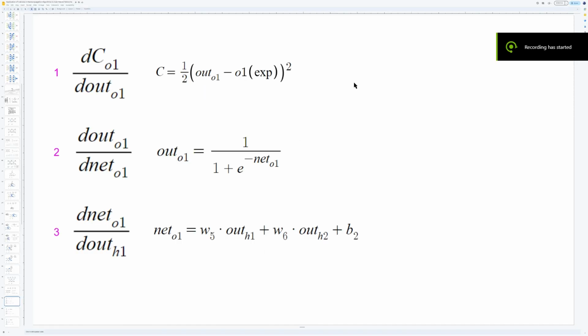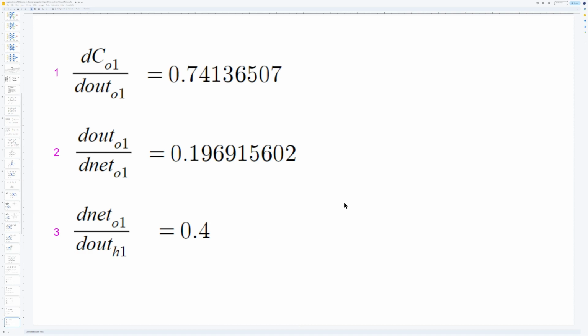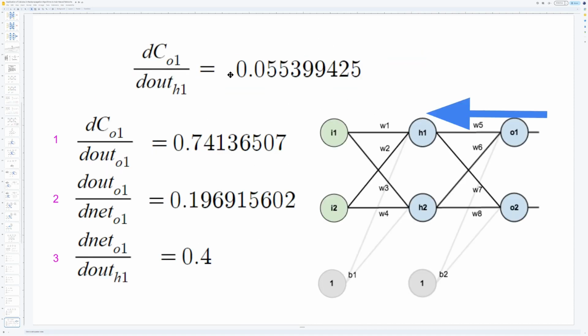I don't think I have to walk you through these derivatives. They're pretty easy, especially the first one. We get these three derivatives for each of them, and if we just plug in the values that we found before, we get these three values. So now just plugging all those values into our equation, we get that dcost of O1 over d out of H1 is equal to this value right here.